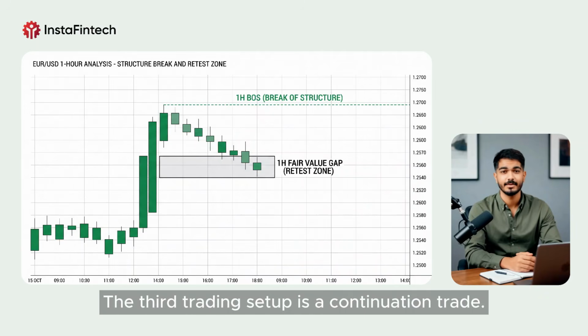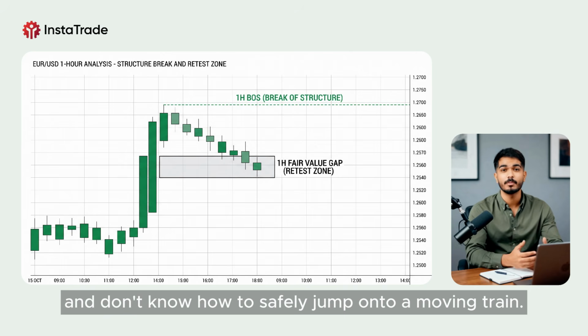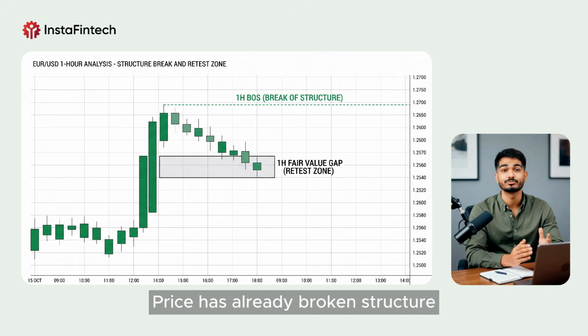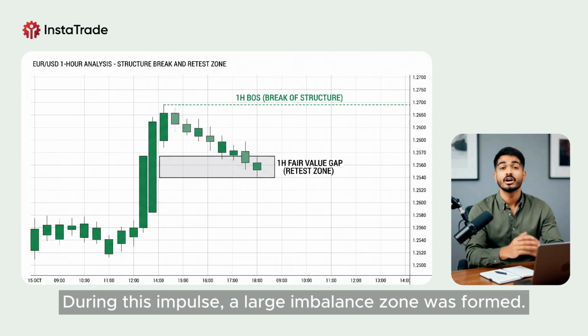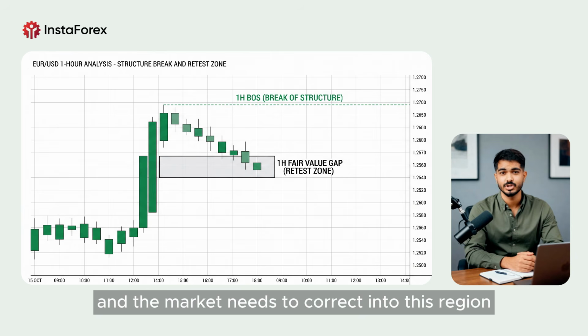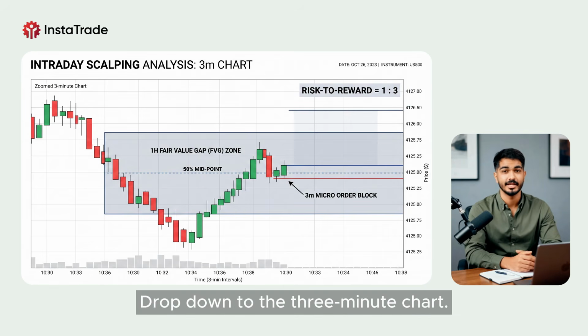The third trading setup is a continuation trade. Very often, traders miss the start of a move and don't know how to safely jump onto a moving train. Look at the 1-hour chart. Price has already broken structure and confidently created a new high, a BOS. During this impulse, a large imbalance zone was formed. We understand that the trend is strong, and the market needs to correct into this region to rebalance price before the next push. Drop down to the 3-minute chart.